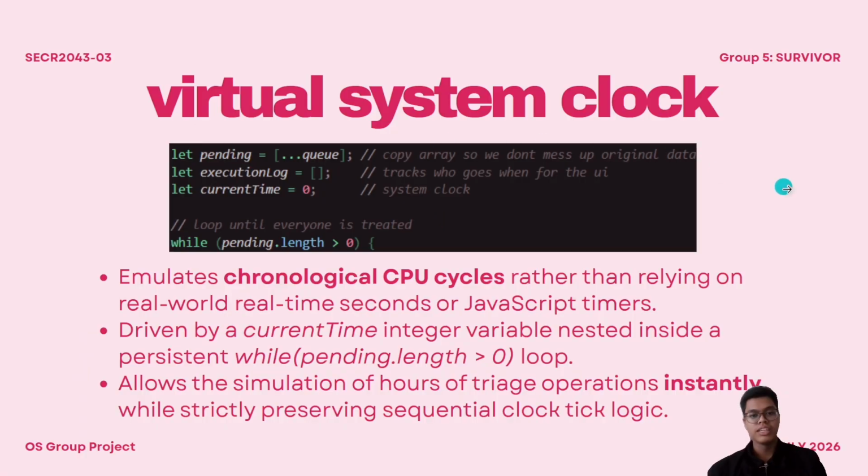So first off, we have the virtual system clock. We initialize a current time variable to emulate chronological CPU cycles rather than using real-world time delays. So it's nested within the while loop here, and this allows the kernel to simulate hours of triage operations immediately, whilst preserving the actual clock tick logic.